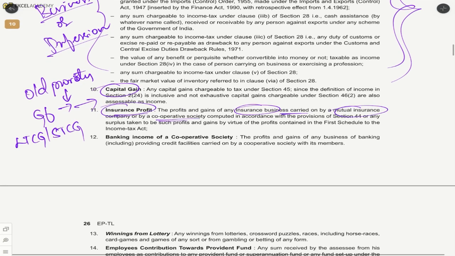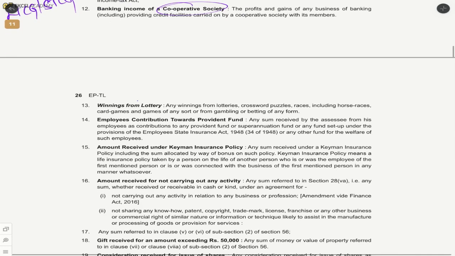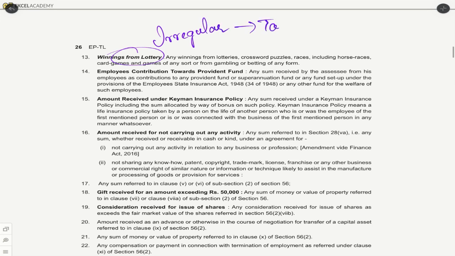If you have any insurance profit from insurance business, even that will be considered as income for the assessee. Banking from a cooperative society, winnings from lottery. So this is definitely not regular. So this is something which can be classified as irregular, but even then it is taxable as income. So the Income Tax Act does not necessarily care about the regularity.